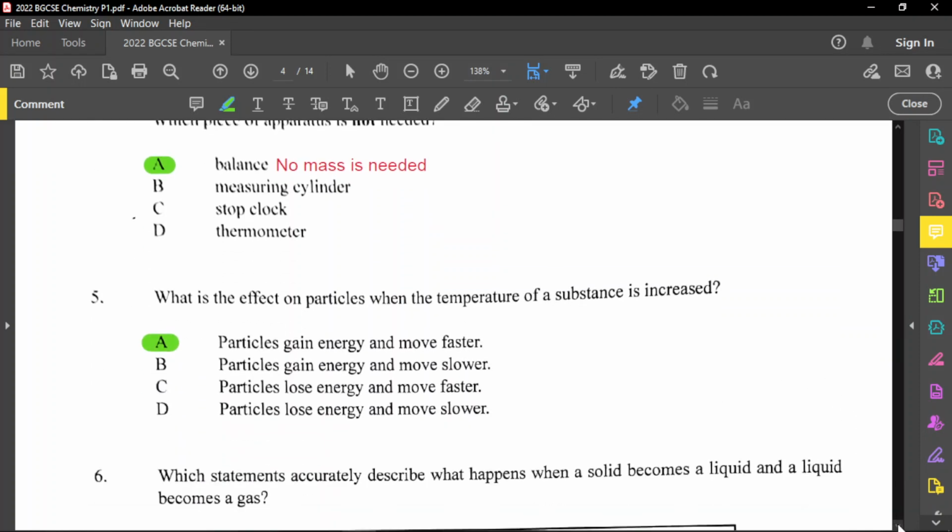For question number 5, what is the effect on particles when the temperature of a substance is increased? If you know about the kinetic theory of matter, it explains that when you increase temperature, the particles will gain energy, and therefore they will move much faster. And so A is correct: particles gain energy and move faster.